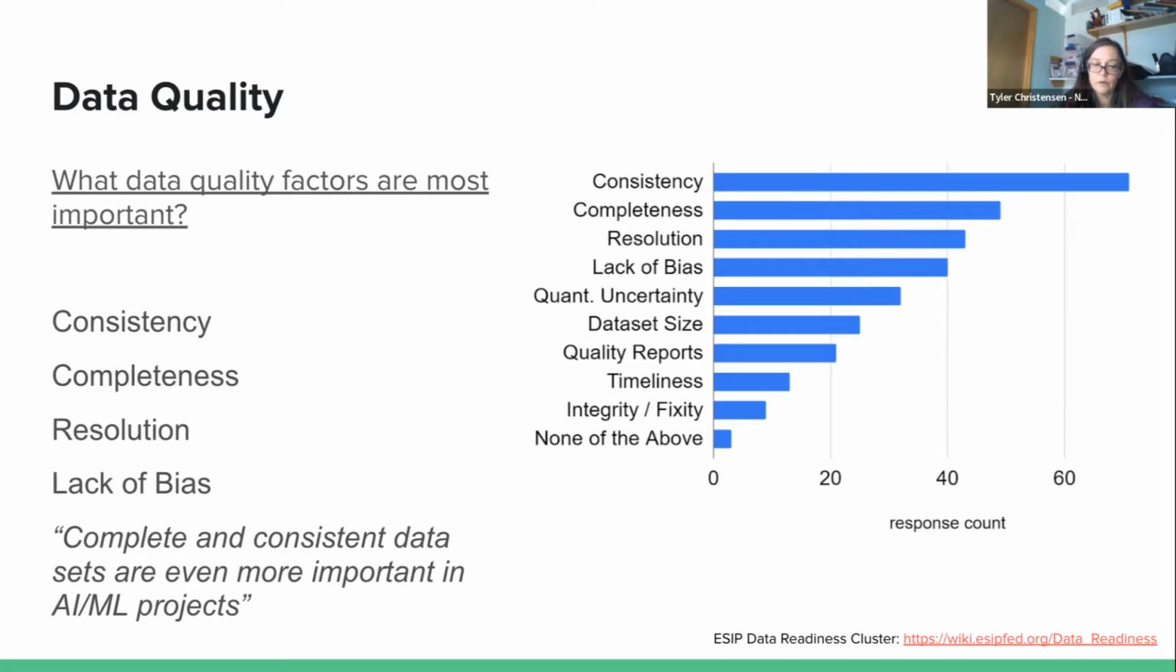So again, one of the free text answers: complete and consistent data sets are even more important in AI and machine learning projects compared to traditional analysis kinds of techniques. Okay, next, please.